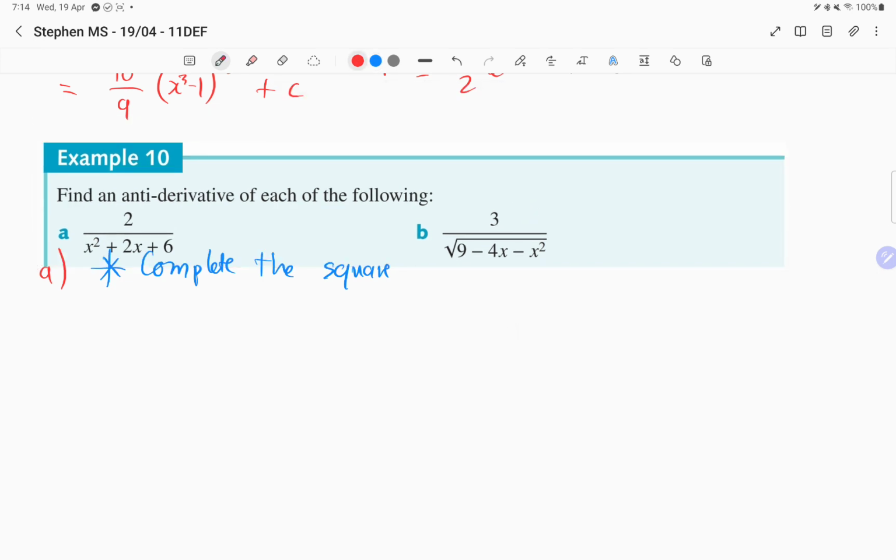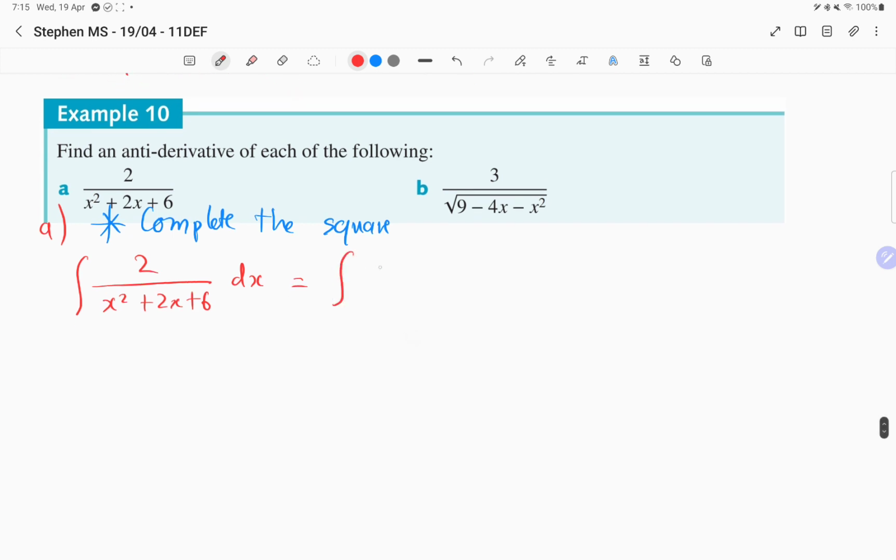For question A, the only way to do it is to complete the square, and I'll show you why. Let's say the antiderivative of 2 over x squared plus 2x plus 6 dx. Let's work through it bit by bit. First, put a 2 out front, and then x squared plus 2x plus 6 to the power minus 1. Then you complete the square.